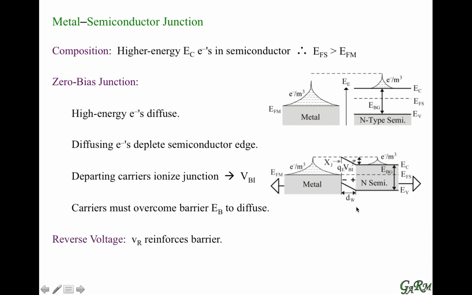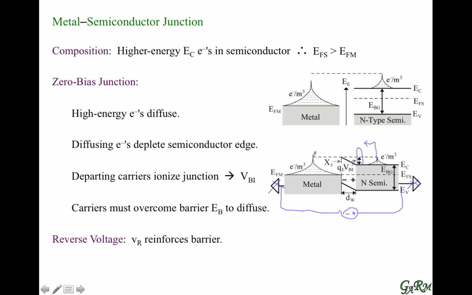The next point here is what happens when we apply a reverse voltage. And by that, we mean a voltage that reinforces the built-in potential. So let us remove the grounds here and apply a voltage that reinforces that built-in potential. When it reinforces that built-in potential, it increases the barrier. That means electrons now have to overcome an even higher barrier to cross. So those electrons do not move. So there's no conduction, there's no dopant carrier conduction.